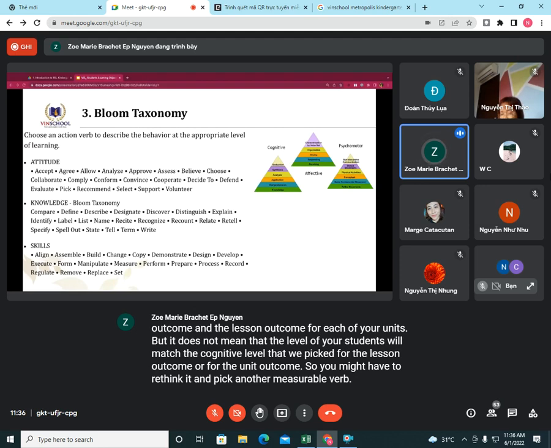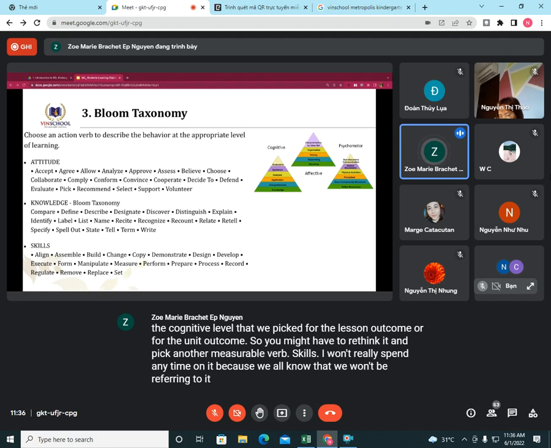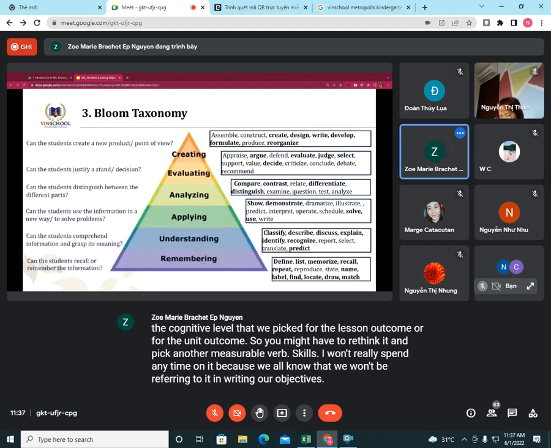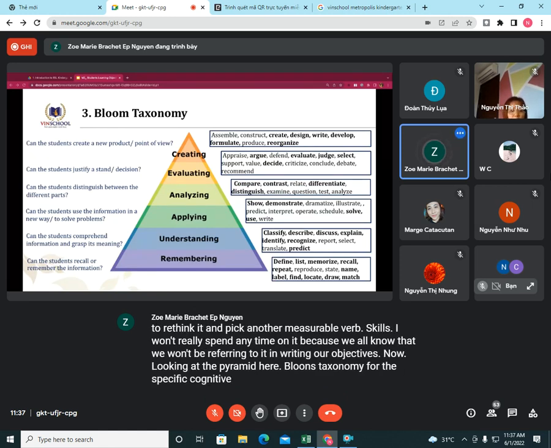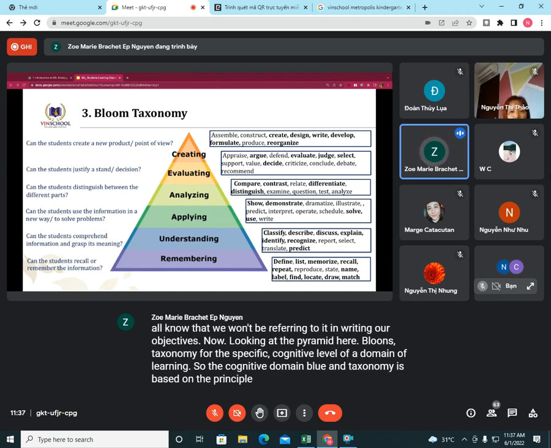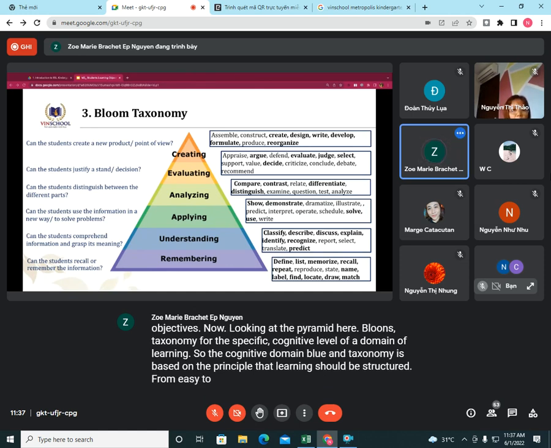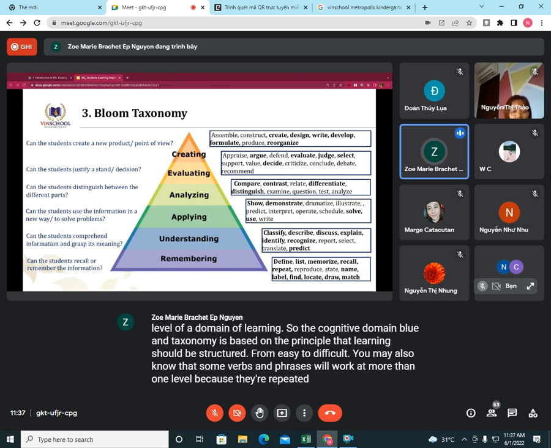Skills, I won't really spend any time on it because we all know that we won't be referring to it in writing our objectives. Now, looking at the pyramid here of Bloom taxonomy for the specific cognitive level of a domain of learning. So the cognitive domain, Bloom taxonomy, is based on the principle that learning should be structured from easy to difficult. You may also know that some verbs and phrases will work at more than one level because they're repeated from one level to another.